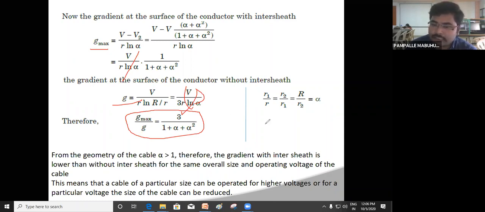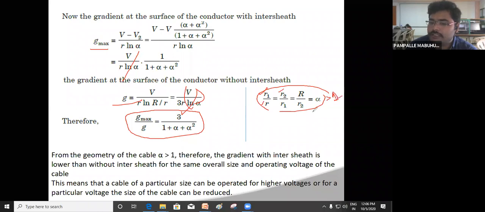Okay, so now generally, if you see here, alpha value is R2 by R1. Generally this R1 will be greater than r. If you consider R1, R2 will be greater than R1, and capital R will be greater than R2. So alpha value is always greater than 1.